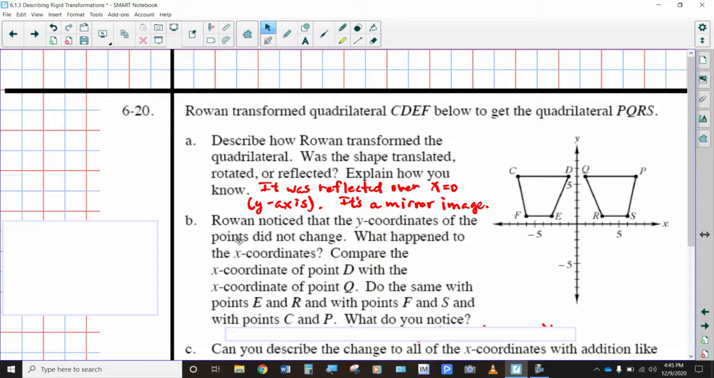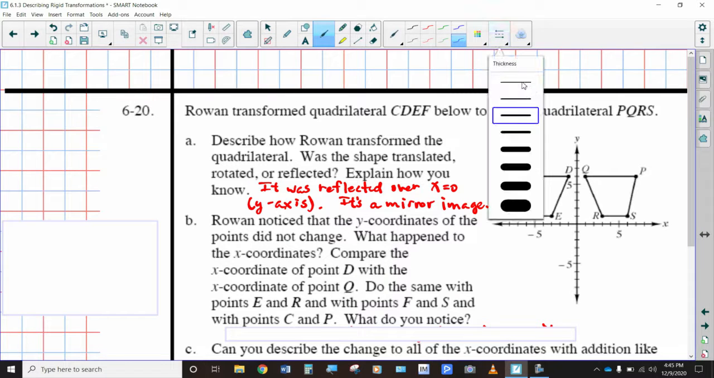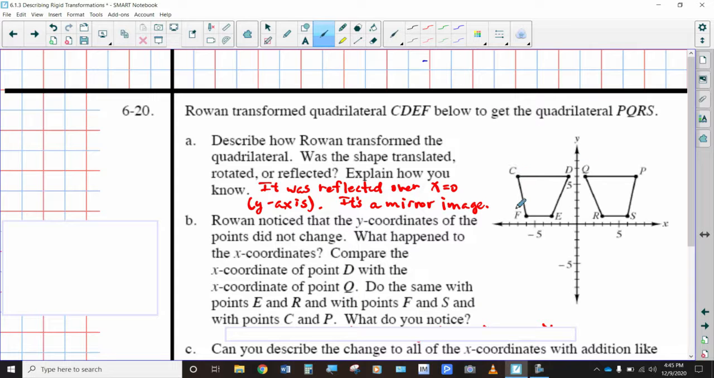So Rowan noticed that the y-coordinates of the points did not change, right? Let me jot these in, just a couple of them. This is the original, and actually I'll do D. This one appears to be at (-1, 5), and Q appears to be at (1, 5). So he is saying that it looks like the y-coordinates did not change. They both stayed at 5, right? These points stayed at 5. These points stayed at where y is equal to 1.